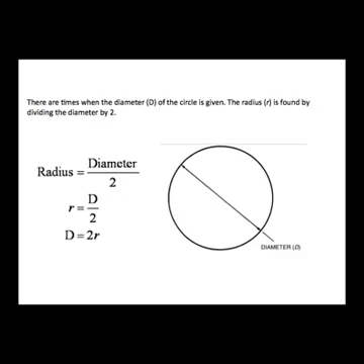There are times when the diameter of the circle is given. The radius is found by dividing the diameter by 2. Radius is diameter divided by 2. So if this circle were 6 inches in diameter, you would take your diameter, which is 6, divided by 2, which would give you 3. And then you can find your circumference.